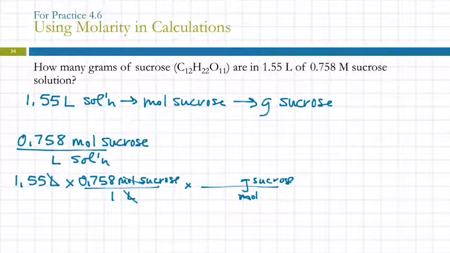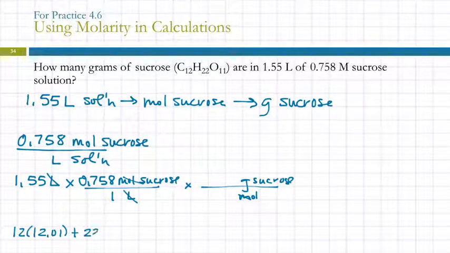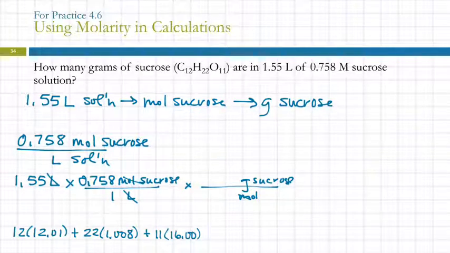Over here, I need the molar mass of sucrose. Well, they gave us the formula, so we had to calculate it. 12 times 12.01 plus 22 times 1.008. Decimal point doesn't want to be made. Plus 11 times 16 equals 342.296.